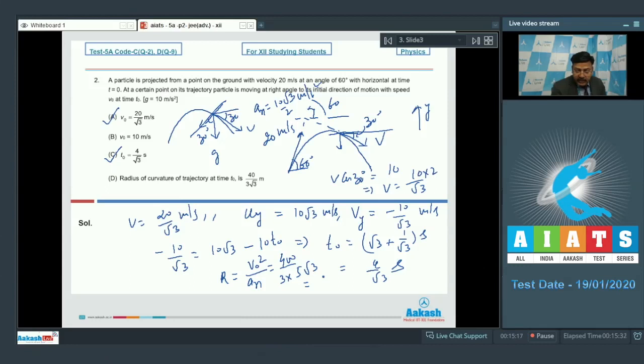Now this value is 80 divided by 3 root 3 meter. Well, option D says radius of curvature of trajectory at time t naught is 40 by 3 root 3. So it is not matching with this. So option D is incorrect. So for question 2, the correct options are A and C. Let's move on to the next question now.